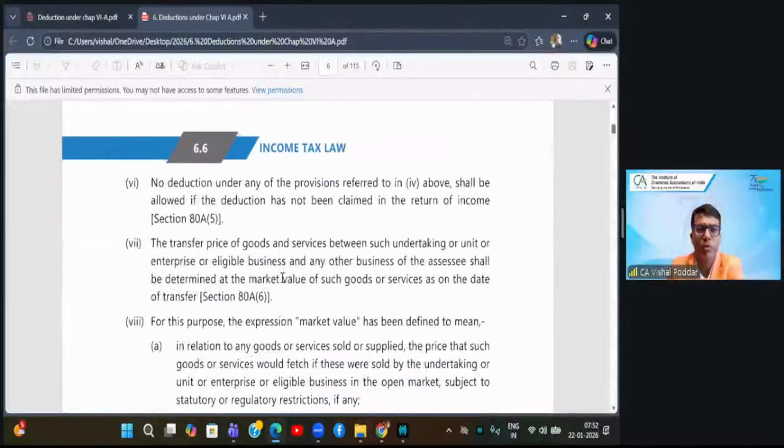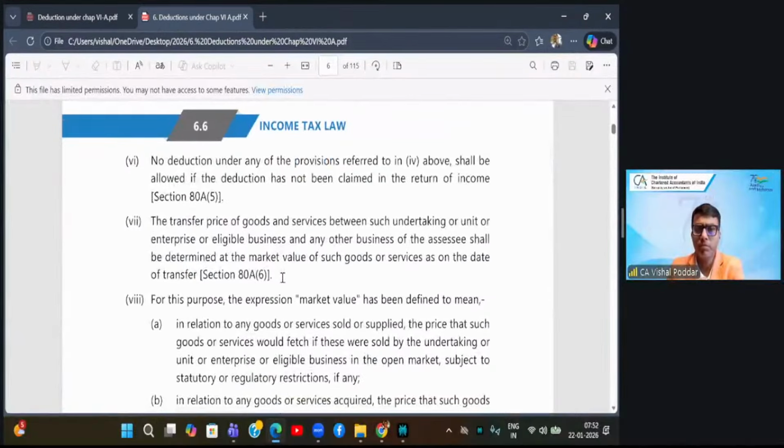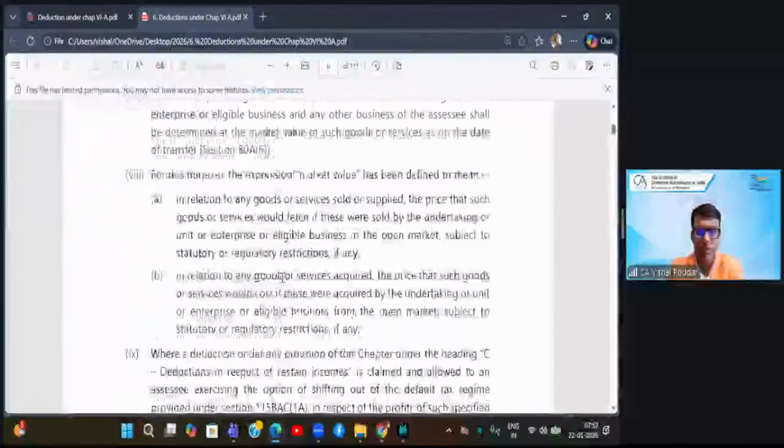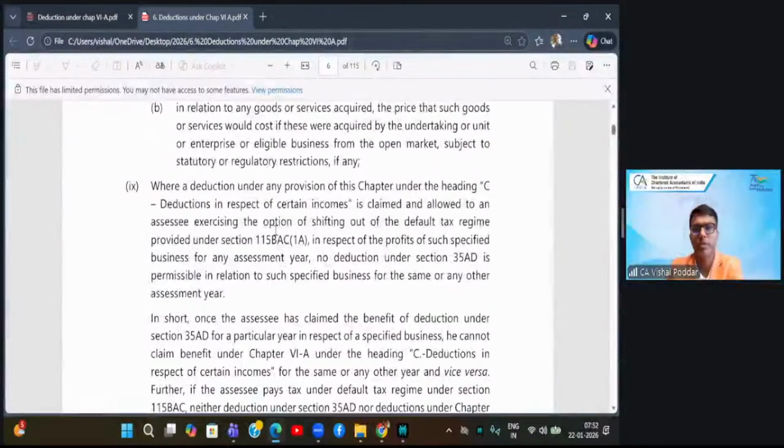Plus that is also what is clarified in one more point. Yes, point number 9. Now, point number 9 is comparing again the same point. Heading C deduction, that is deduction for certain incomes, right? So these deductions are compared with another deduction which you studied in the PGBP head, that is 35AD.